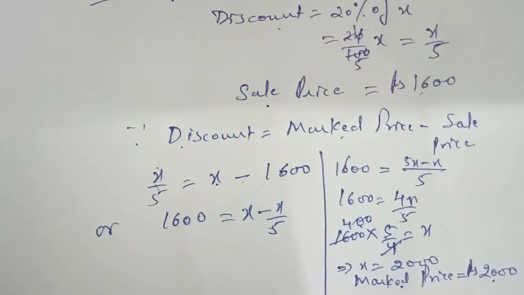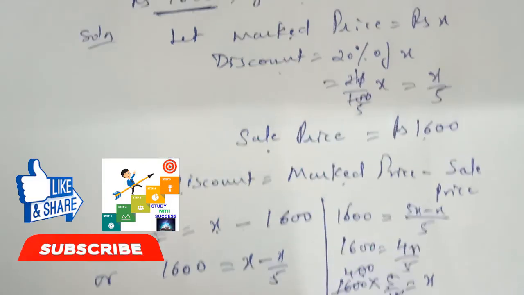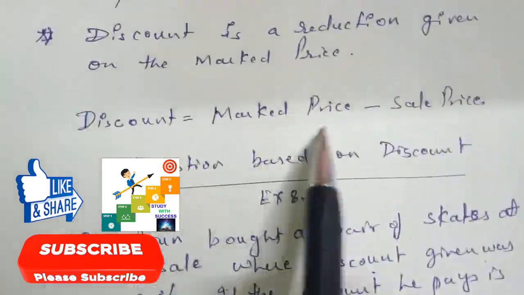So this way, student, you can solve any problem based on discount or market price. What you have to do is just use the relation: discount is equal to market price minus sale price.